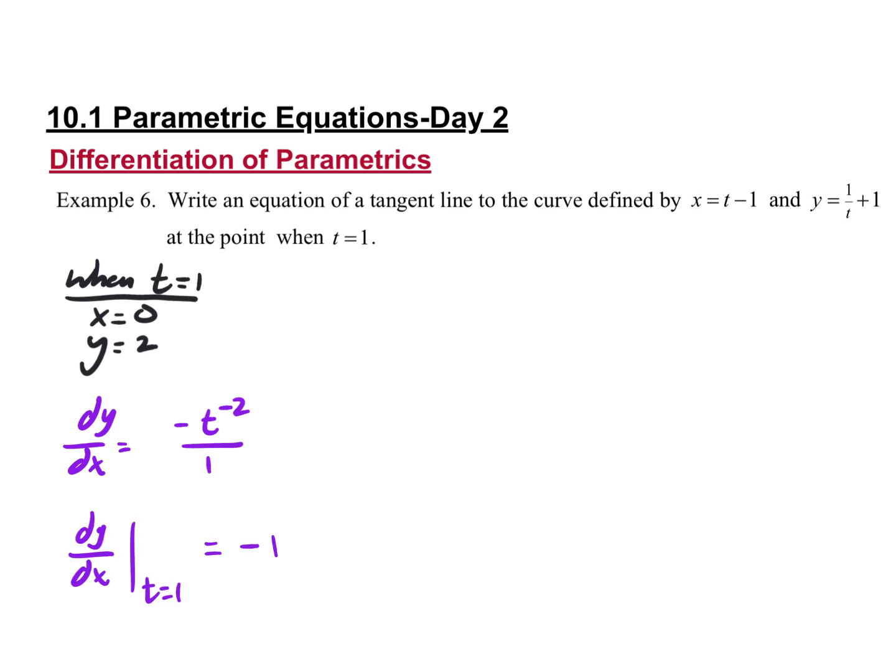Negative 1. Okay. So that's another way of writing it. I know you've done this before with integrals, but you can do it this way as well. When you're evaluating a particular derivative at a specific t, that equals -1. So I have everything. I have my slope, I have my point, plug it in, there's your tangent line. Okay. And you can leave it like that.